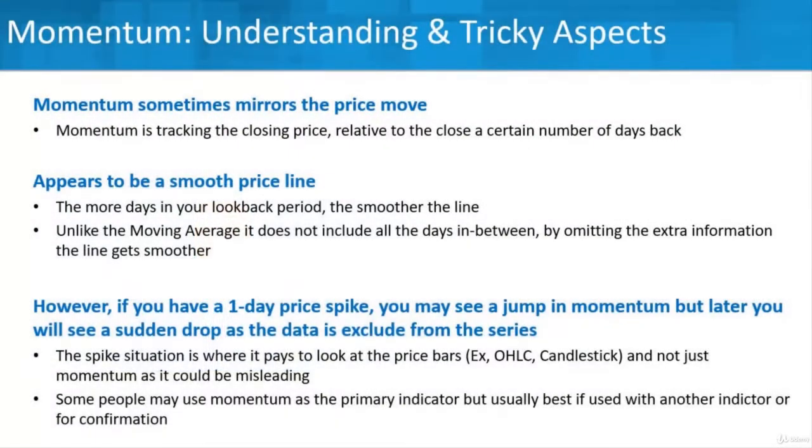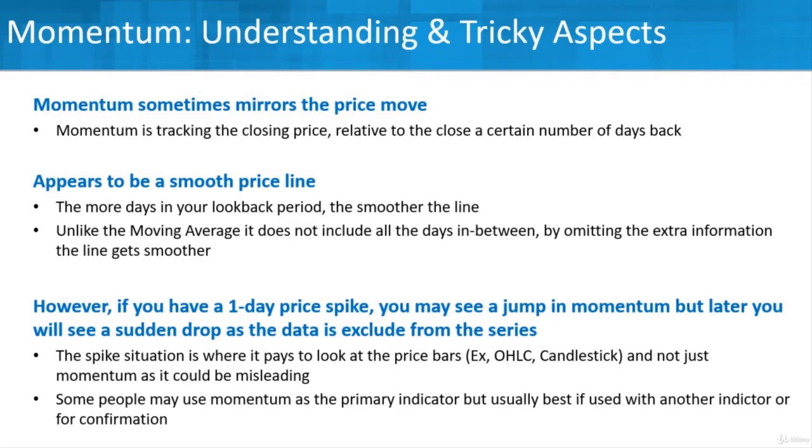A couple other things too: momentum sometimes does mirror the price move, because momentum is tracking the closing price a certain number of days back. It will appear as a smooth line, and the more days in your look back period, the smoother the line. In another lesson we used the example of 10 days. If we went further back, like 20 days, that would smooth out the line, so any real highs or lows, any outliers, get smoothed even further.